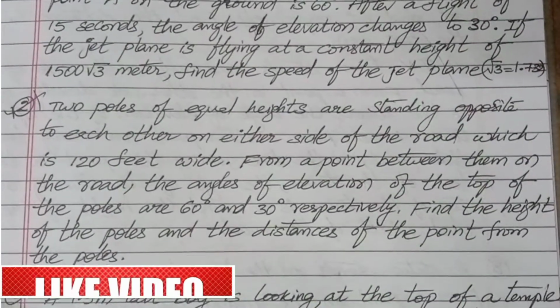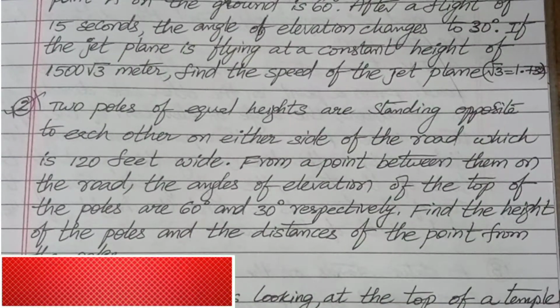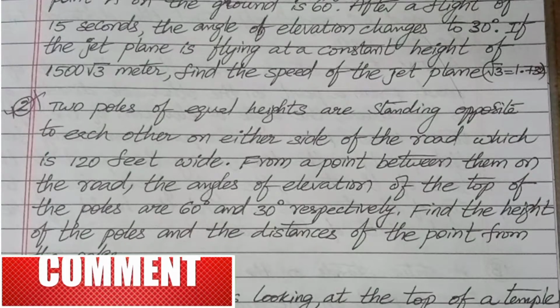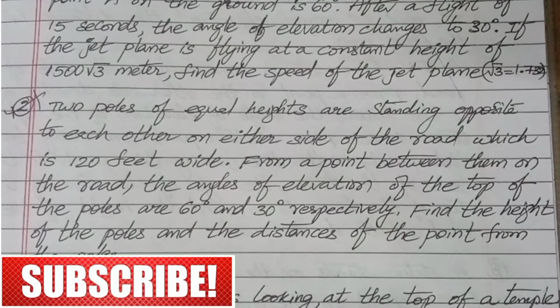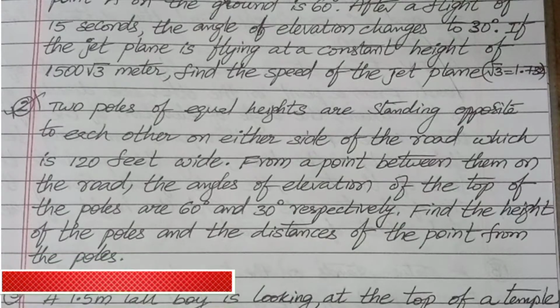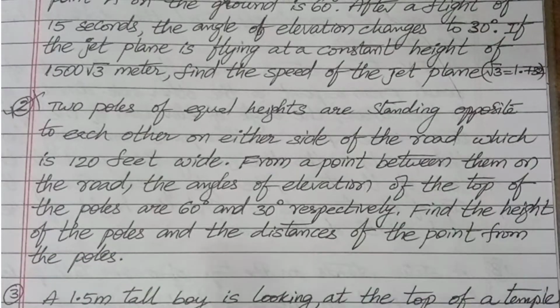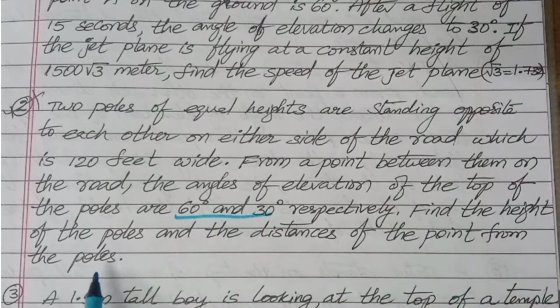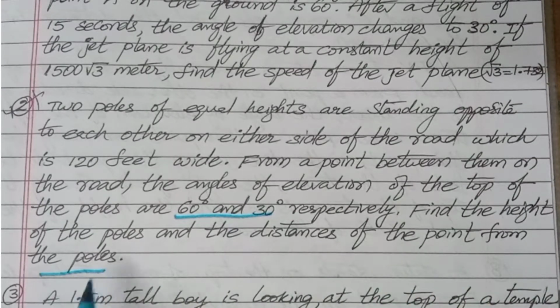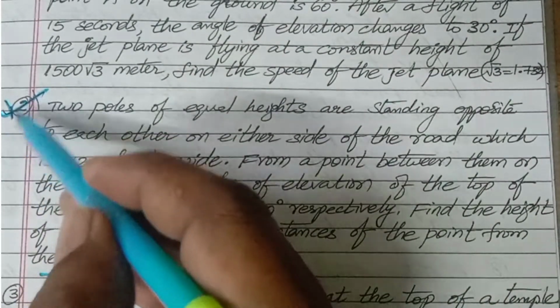Two poles of equal height are standing opposite to each other on either side of a road which is 120 feet wide. From a point between them on the road, the angle of elevation of the top of the poles are 60 and 30 respectively. Find the height of the poles and the distance of the point from the poles. This is also an important question. 8 marks.